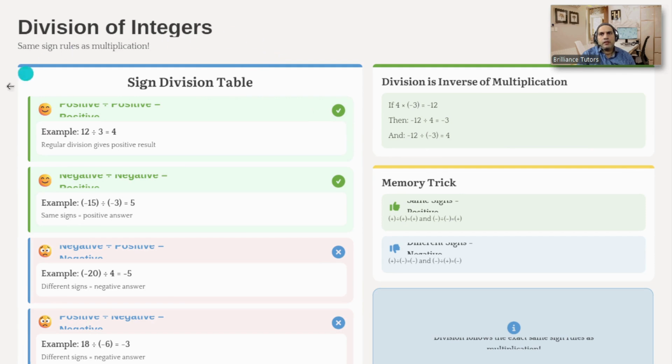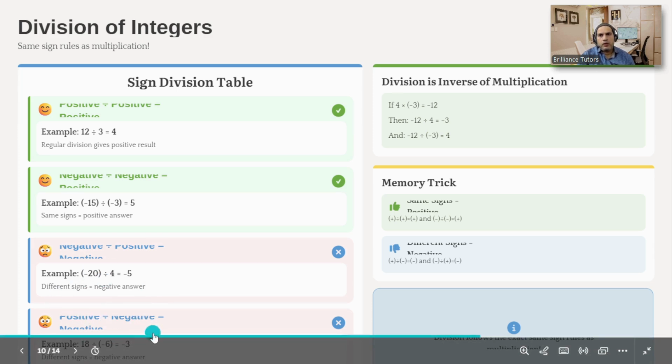Division of integers. When you divide, the same sign gives a positive result. Negative divided by negative is always positive, so if you divide with the same sign, it gives positive. Negative and positive is negative because the sign is opposite. When the sign is opposite, it's a negative.